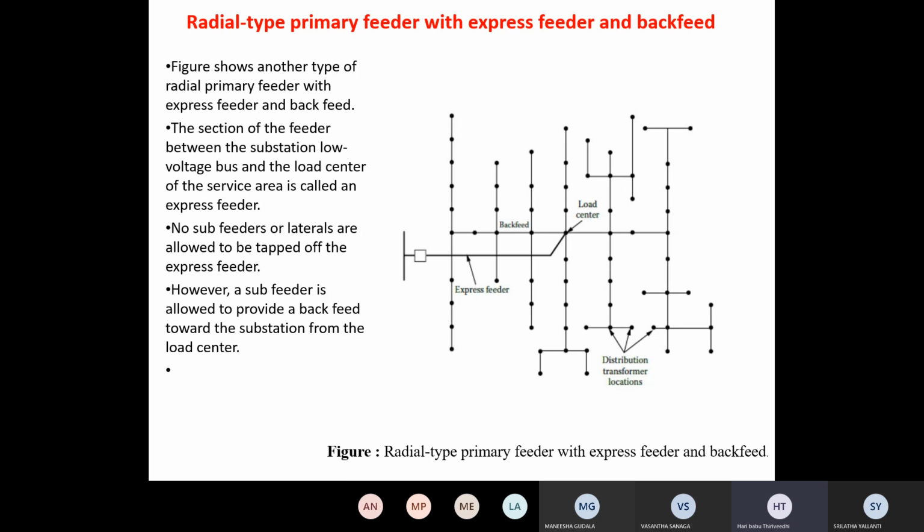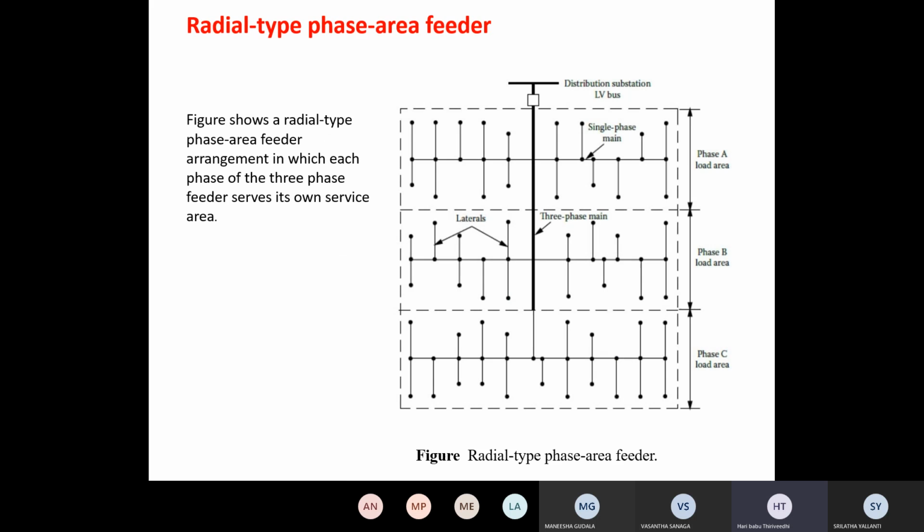So how do we provide continuity of power supply? If a fault occurs at any line, we may provide power supply through the express feeder, that is the main, and for this section it may provide back feed, that's why it is more reliable, right?